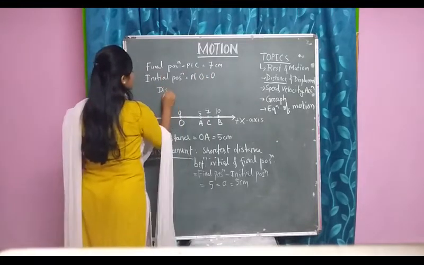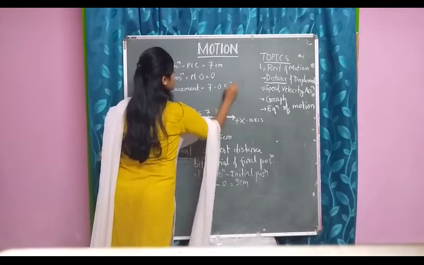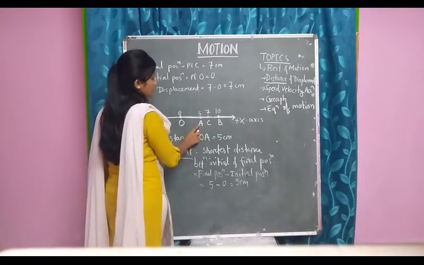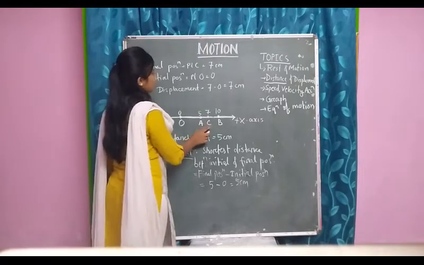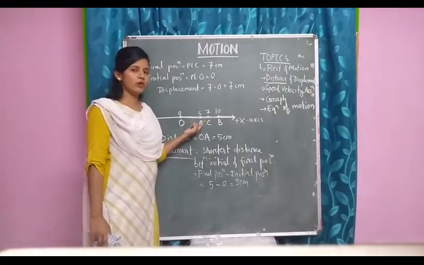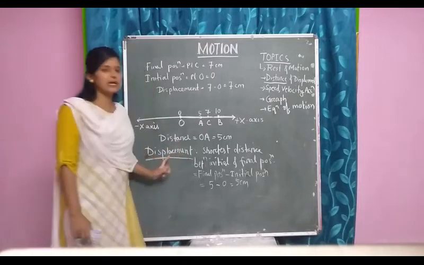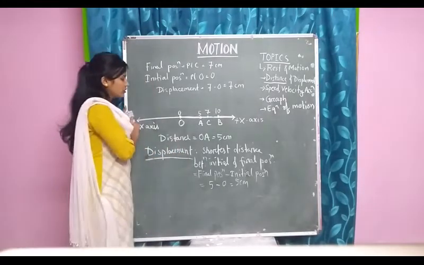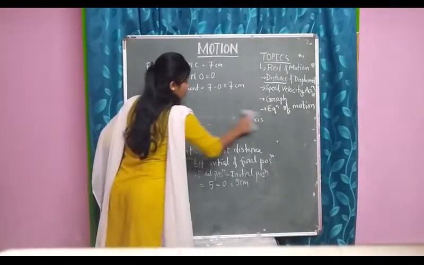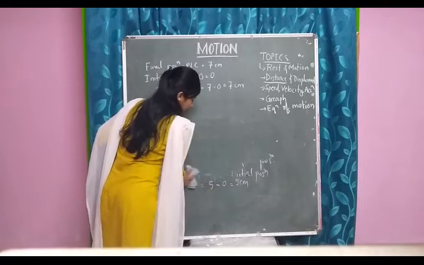So your displacement will be again 7 minus 0, 7 centimeter. Suppose the initial point is A and the final point is C. Then what will be your displacement? 7 minus 5, that will be 2 centimeter. Let us now differentiate between distance and displacement. In order to define distance, we need not describe the direction, whereas in order to define the displacement, we have to describe the direction.